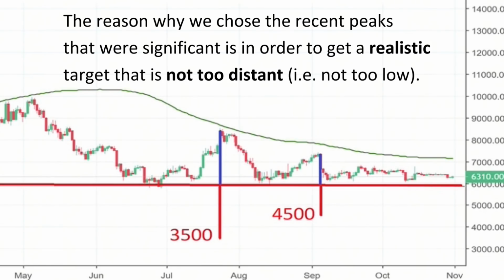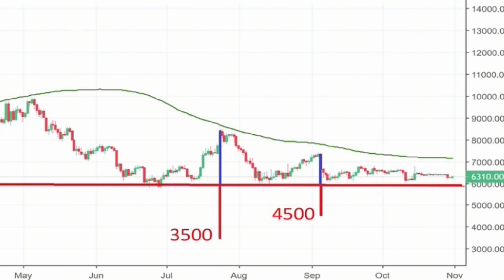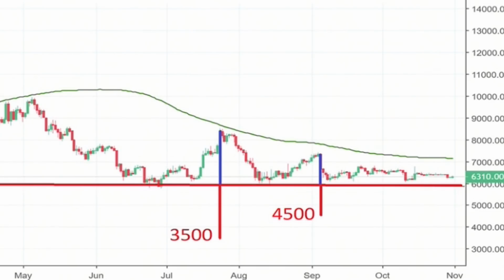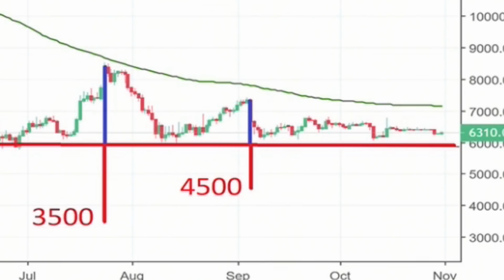So if we measure from the most recent peaks, you see those blue lines on the chart there? Those recent peaks formed in July and in September. If we project those peaks from the peak to the support level, and we project them lower symmetrically, so that's a 100% projection to the downside, that can give us an idea of likely targets if Bitcoin, and it's a big if, were to break that support and fall below 6,000, which I don't expect, but again, there is still this risk. And you can see the first target we got is 4,500.